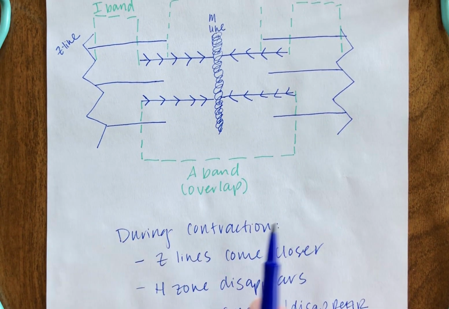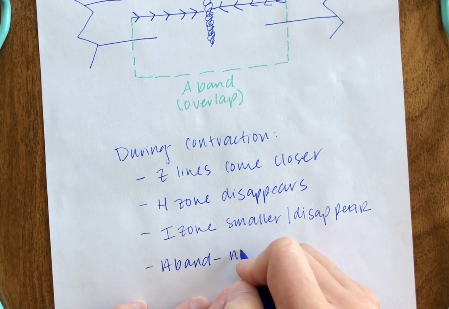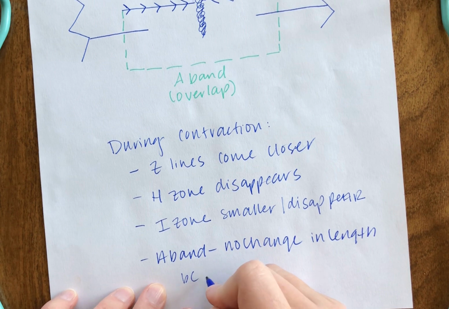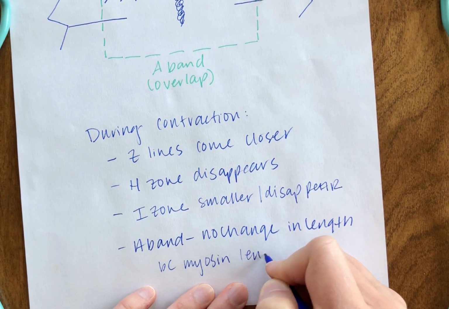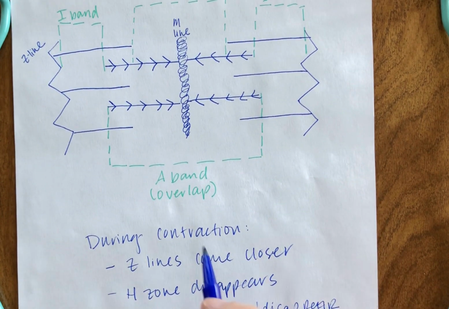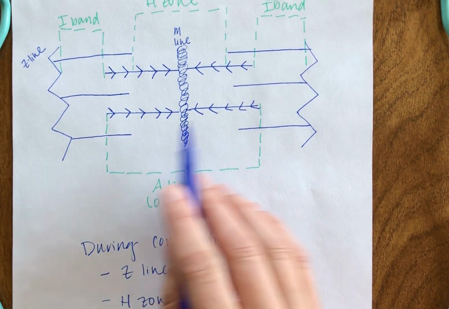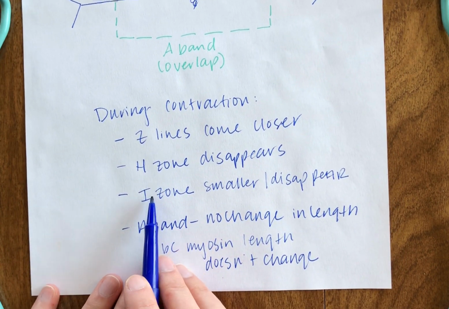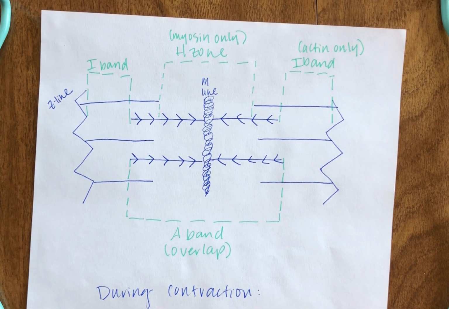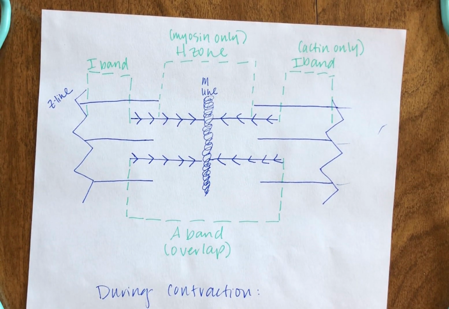It's always the length of myosin no matter how much overlap there is. The A band does not change. So there's no change in length, because myosin length doesn't change, or however you want to word it. Just understand that the A band is always the length of myosin. So even if it's very smushed together and very contracted, that length doesn't change. So Z lines come closer together, H and I zones become very small or disappear, and the A band stays the same. As this happens, we would have more actin over here, and we would have continuing sarcomeres as you work your way all the way down the line.